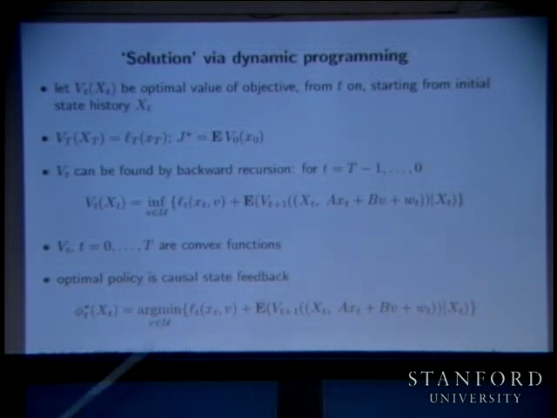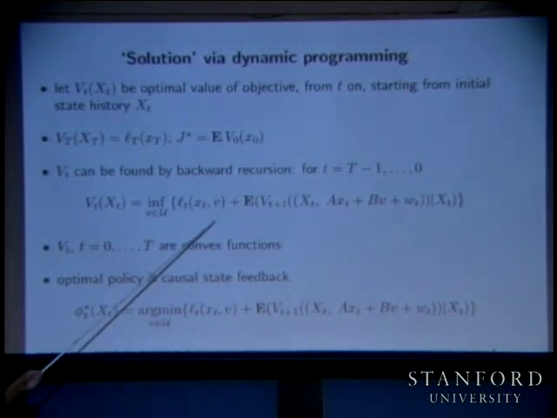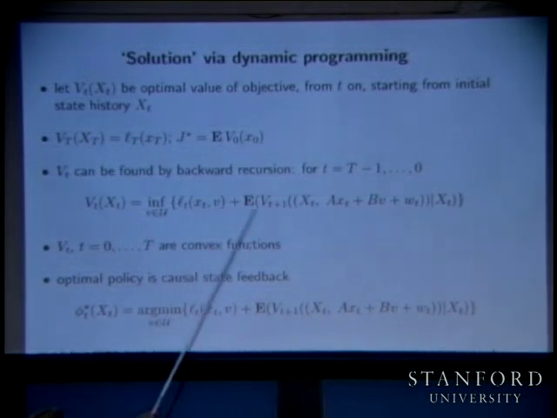Okay, now you can show that these are convex functions. That's actually quite straightforward because any kind of averaging or conditional expectation is going to preserve convexity. And this is minimizing. If you do partial minimization, you preserve convexity. So these functions are convex.